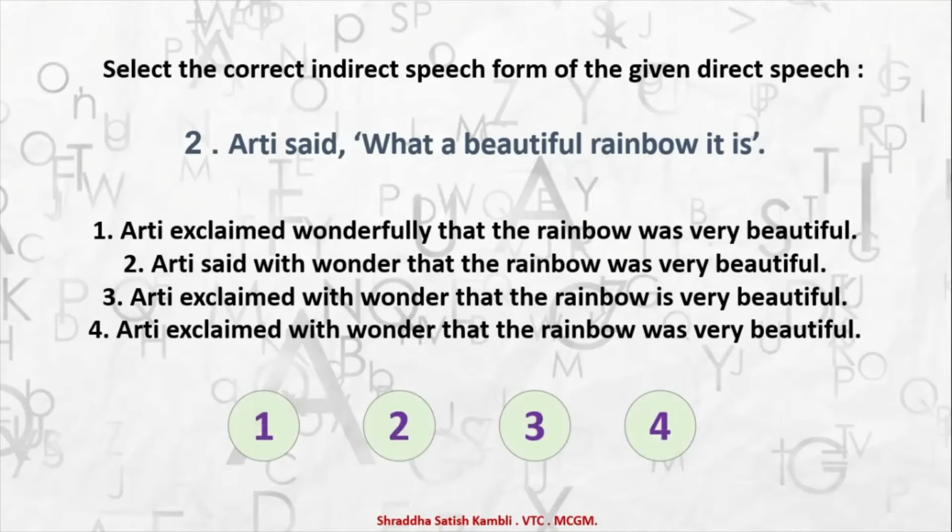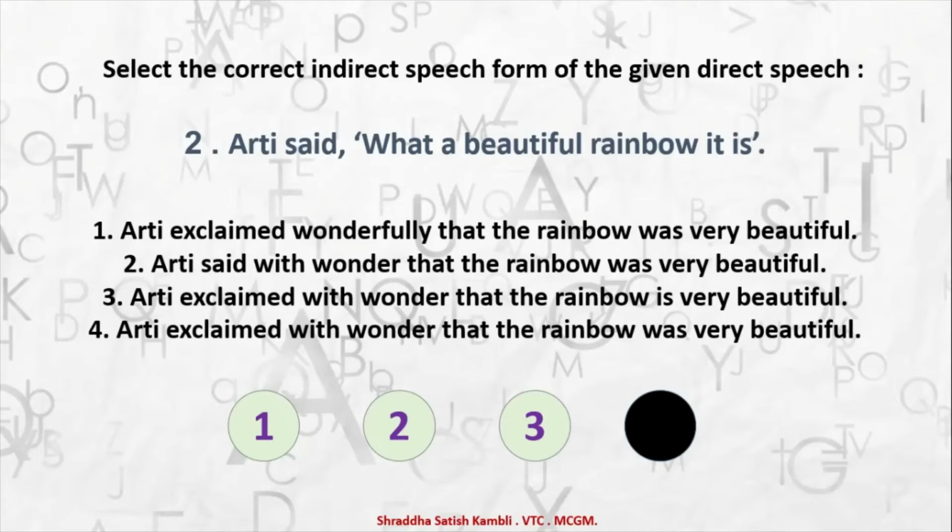So come on, put on your thinking caps. Which one is the correct answer? Yes, it is option number 4. Now you have understood. See, the is has become was. Aarti is saying what a beautiful rainbow it is. So she is admiring the rainbow and she is very happy also, and she is in wonder also. So this is the correct interpretation. Aarti exclaimed with wonder that the rainbow was very beautiful.